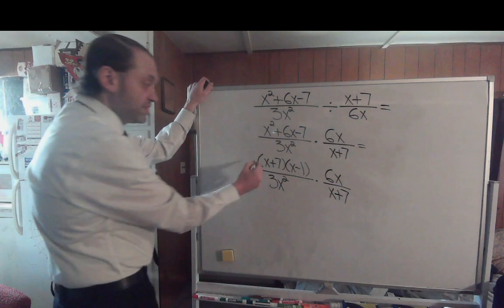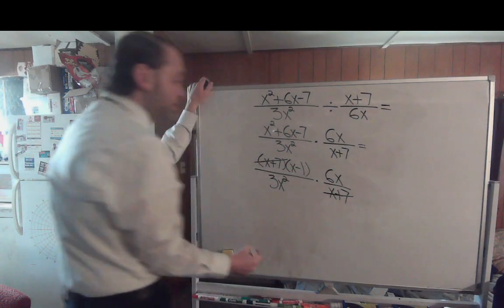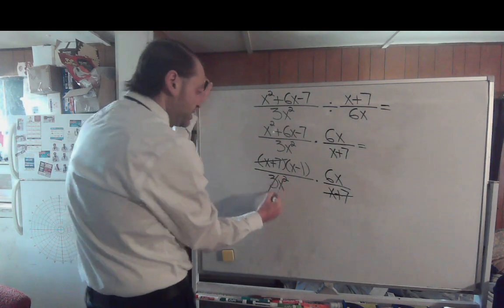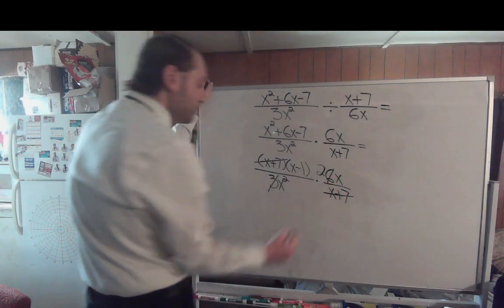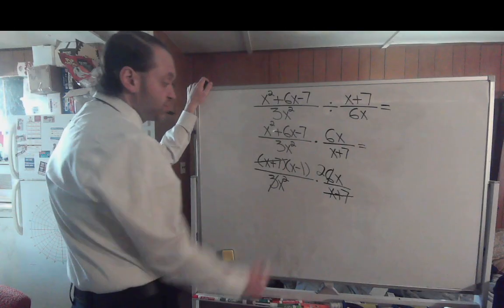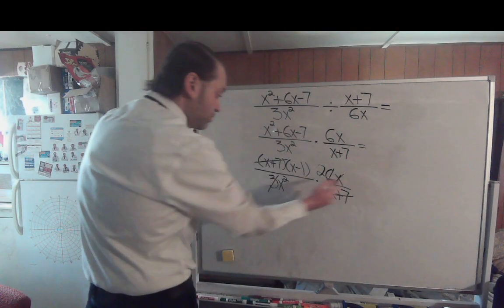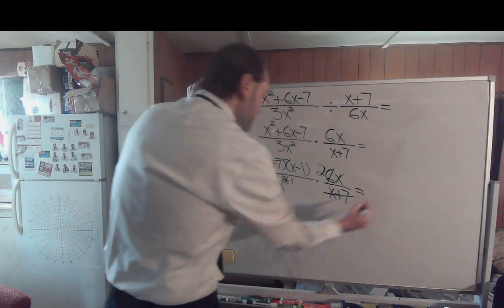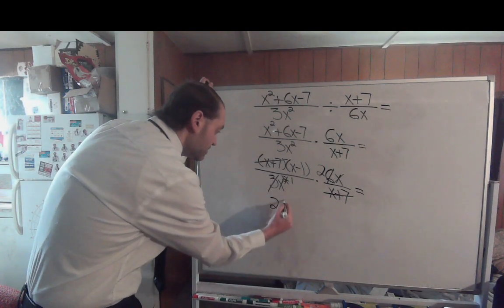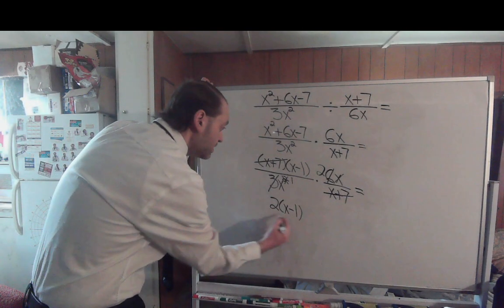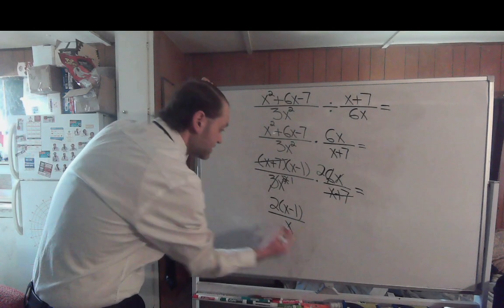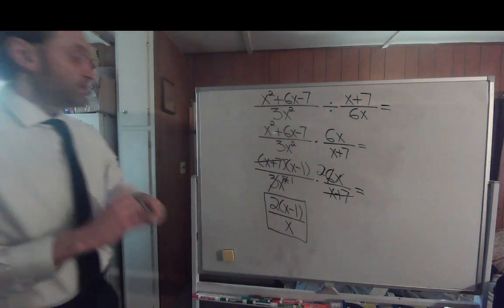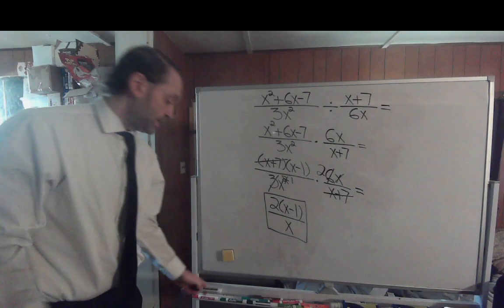Well, I think it's obvious the x plus 7's will cancel out. 6 and 3 divide into each other evenly. So the 3 goes, that 6 will turn into 2. And then between numerator and denominator, the x will go. This x to the second will turn into x to the first. So what you should get in the end is 2 times x minus 1 divided by x. And that would be your answer. You get 2 times the quantity of x minus 1 divided by x.